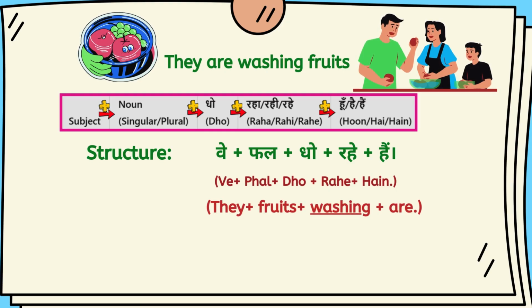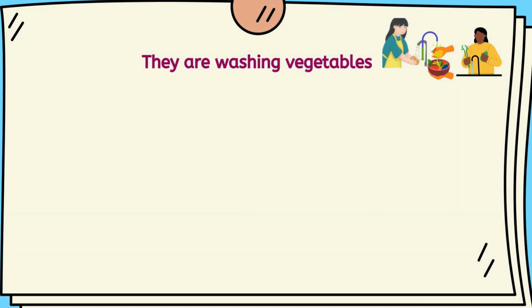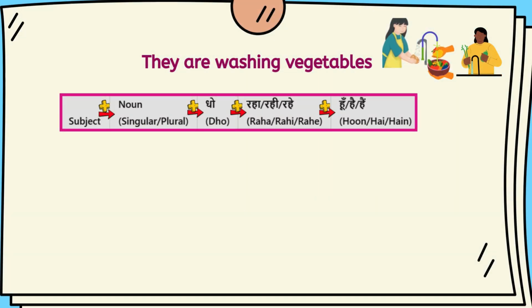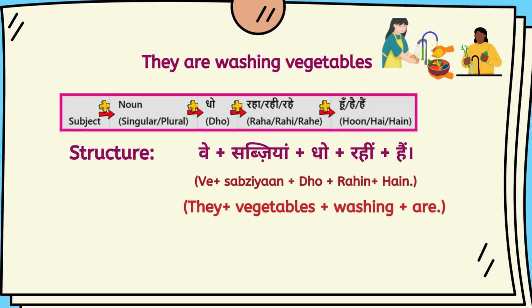Now वे stands for they. Phal is fruits, dho is the root verb wash, rahe hain indicates present continuous tense for a group that includes at least one male or a mixed gender group. Now if we say they are washing vegetables, where it's a group of females, we would say वे सब्जियां धो रही हैं.